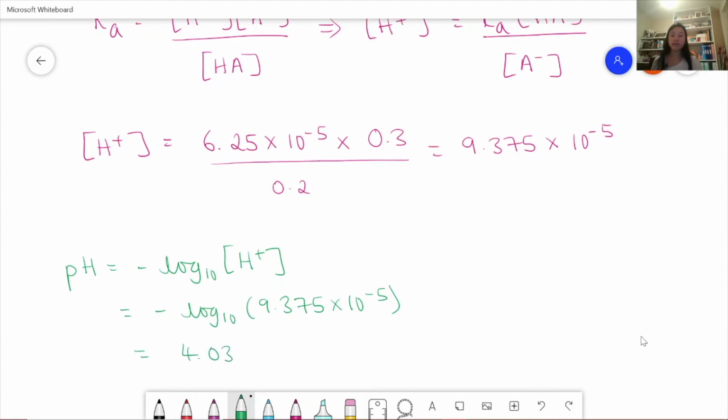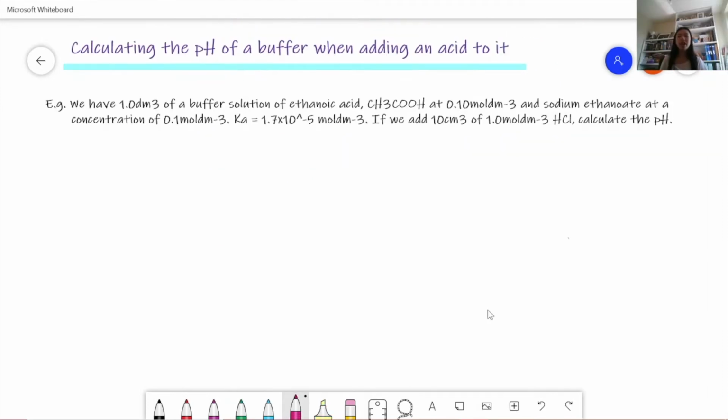4.03. So now we're going to look at calculating the pH of a buffer after acid has been added to it. So we're going to look at this example. We have 1 decimeters cubed of a buffer solution of ethanoic acid at 0.1 moles per decimeters cubed and sodium ethanoate at a concentration of 0.1 moles per decimeters cubed. The Ka value is 1.7 times 10 to the minus 5 moles per decimeters cubed. And if we add 10 centimeters cubed of 1 mole per decimeters cubed of hydrochloric acid, calculate the pH.